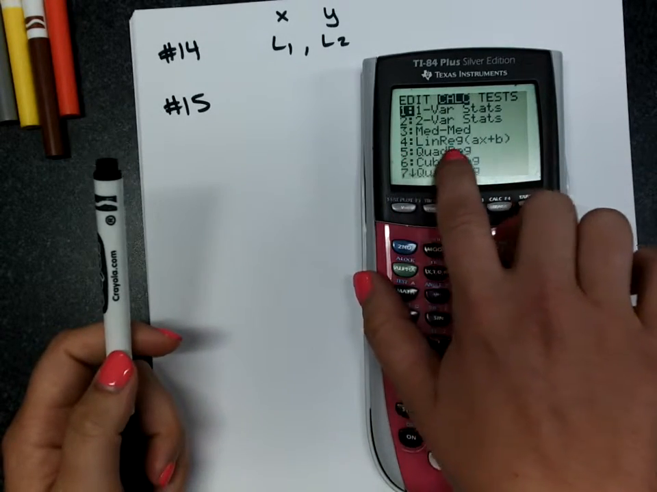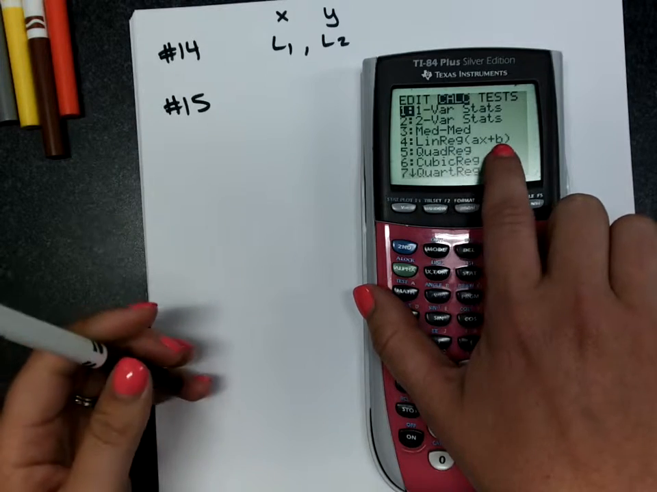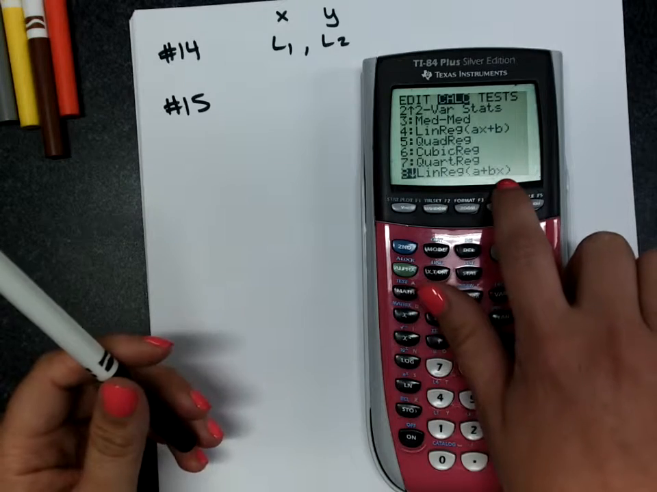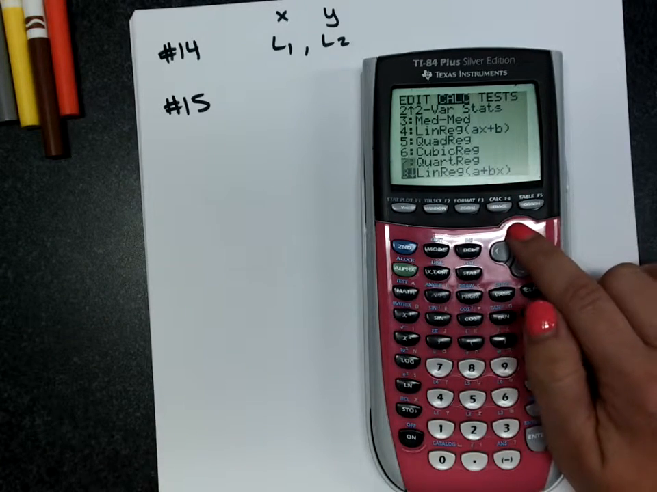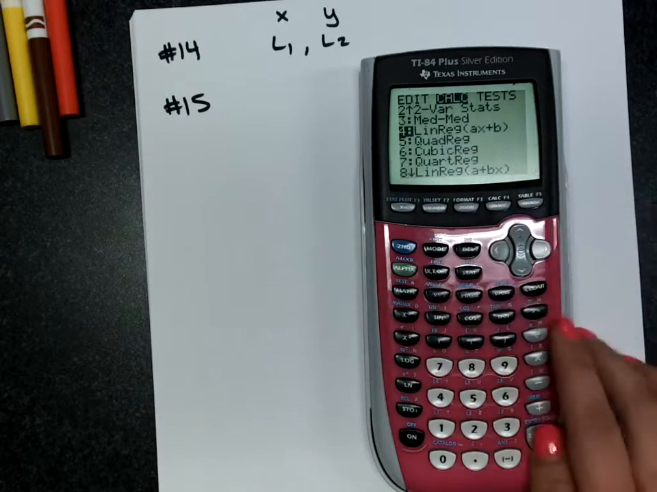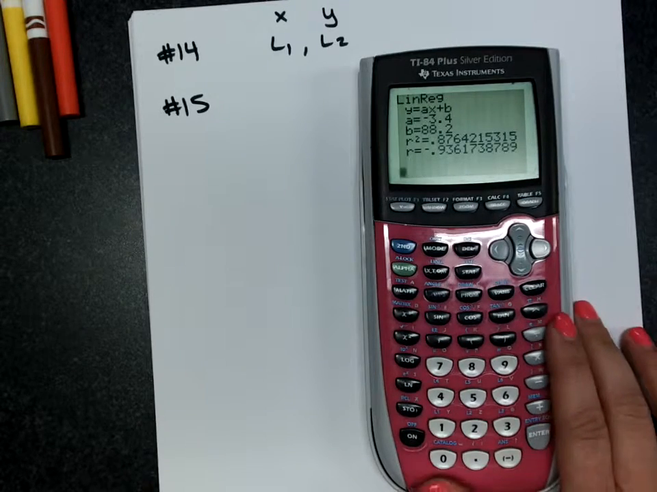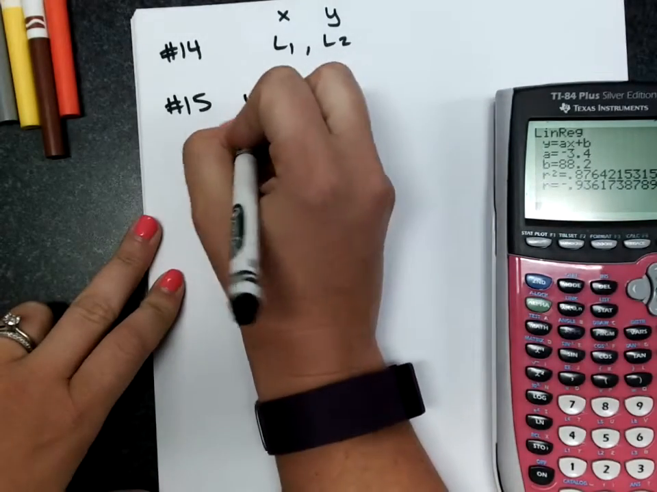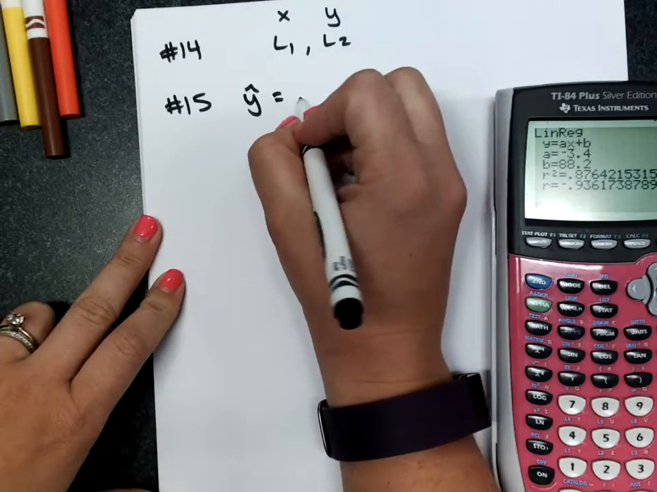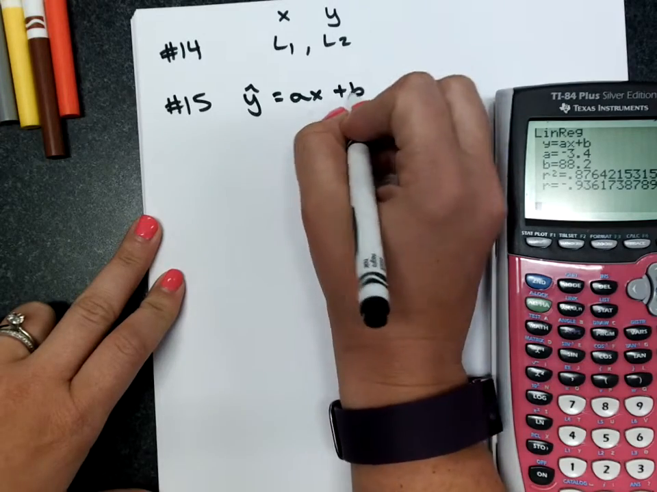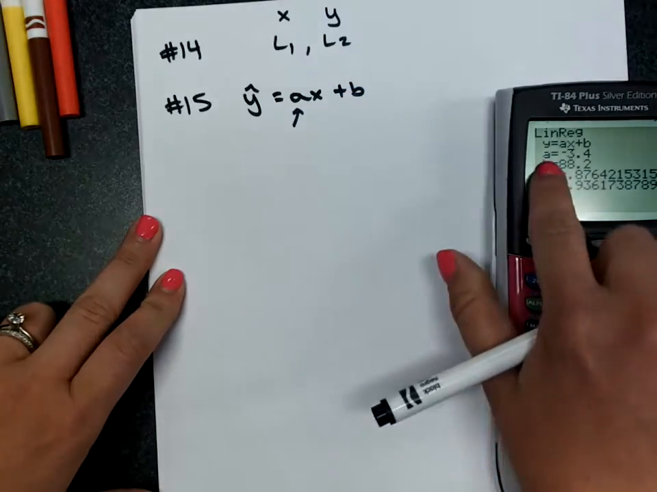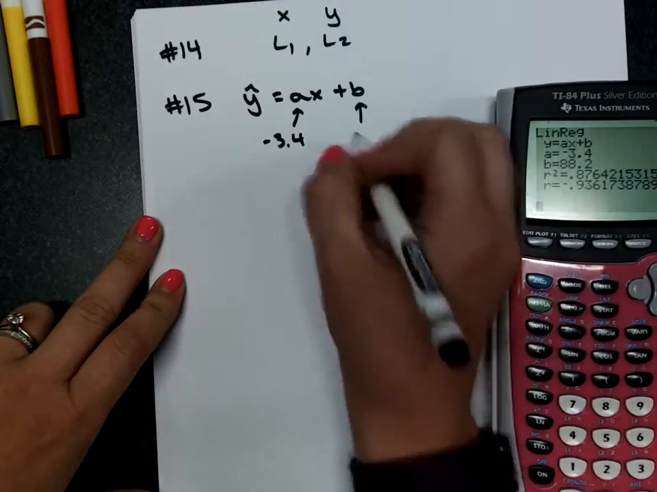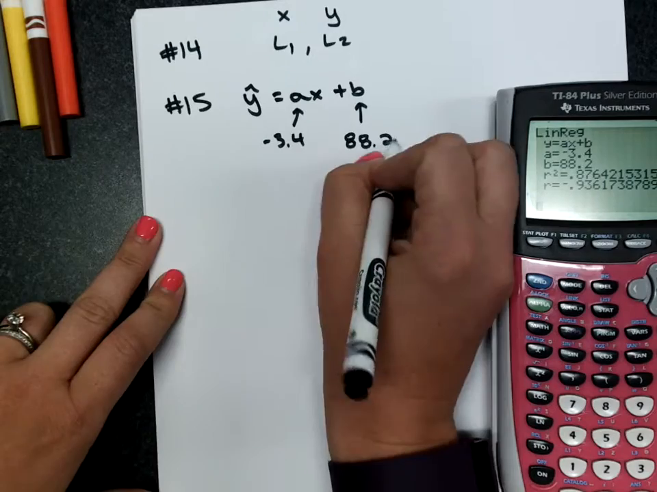You can use option 4, which has the slope first and then the intercept, or option 8, which has the intercept first and then the slope. In the problem though, it wants the slope first, AX. So you can choose option 4, and then it gives you A and B. So the way this works, y hat equals AX plus B. A is negative 3.4, and B is 88.2. And it would be positive.